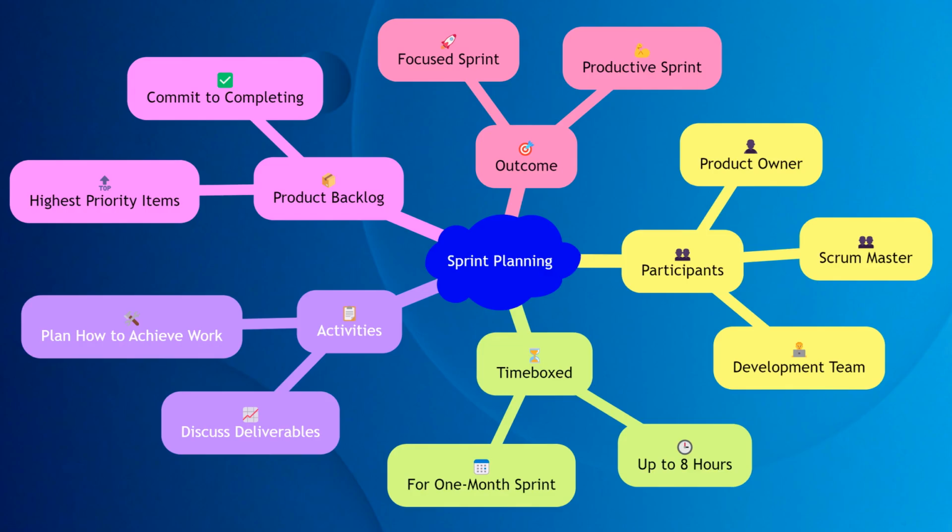Sprint planning is a collaborative event where the Scrum team plans the work for the upcoming sprint. It involves the product owner, Scrum Master, and development team. The meeting is time-boxed, typically lasting up to 8 hours for a 1-month sprint. During sprint planning, the team discusses what can be delivered in the sprint and how that work will be achieved. The product owner presents the highest priority items from the product backlog, and the development team selects the items they can commit to completing. This event sets the stage for a focused and productive sprint.